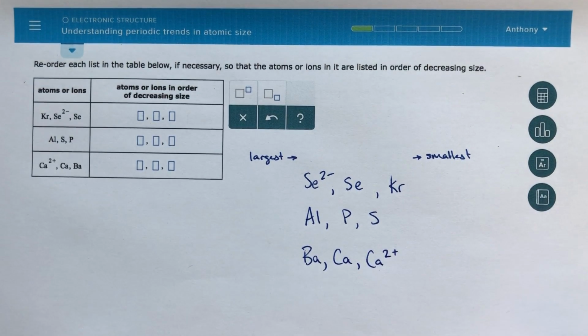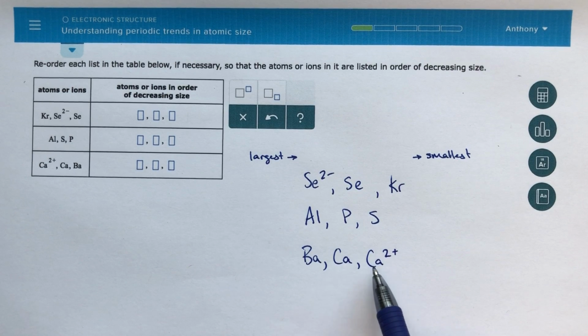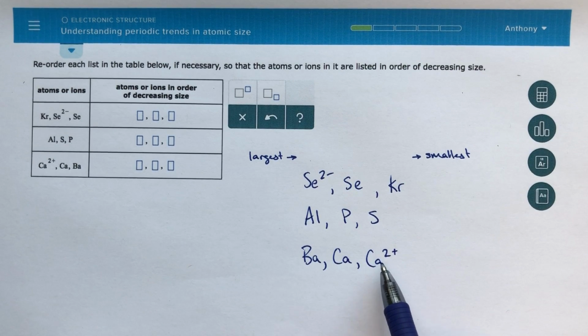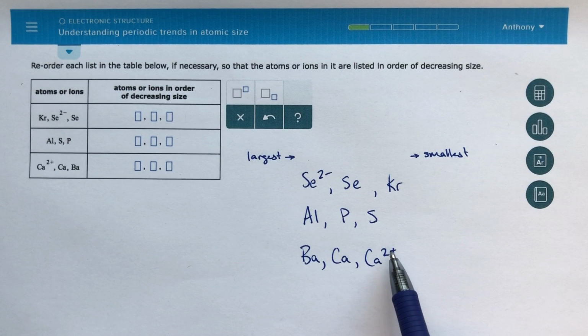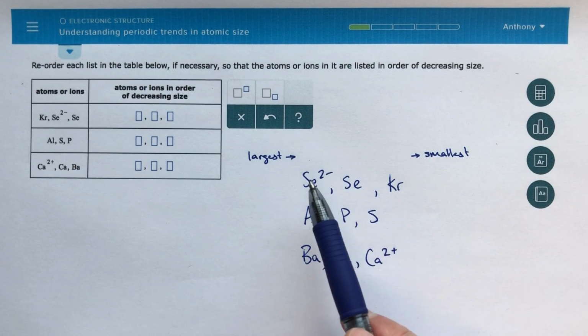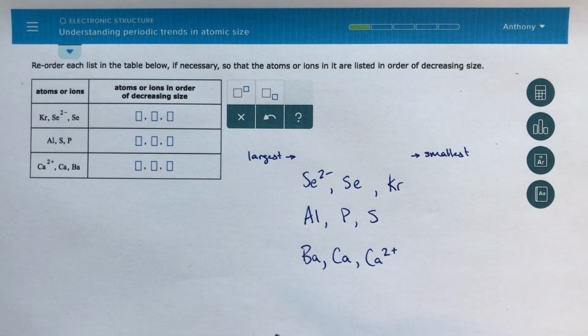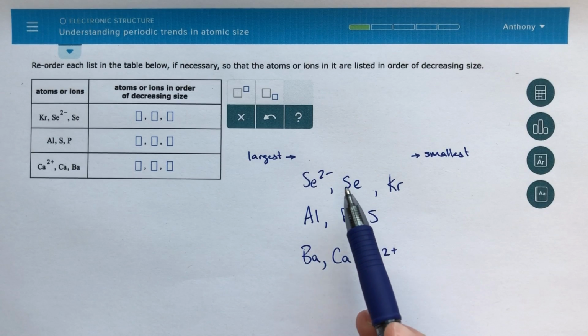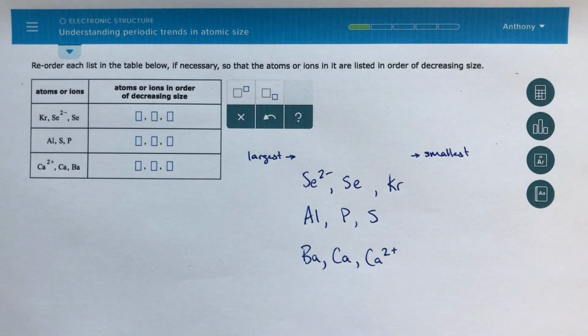So sort of a general trend that you can just try to keep in mind. If we've got the same element, calcium and calcium, the cations, the positively charged species, are going to be smaller, and the anions, the negatively charged species, are going to be bigger. So that should sort of be a hint there. And then, between calcium and barium, we need to figure out which one's bigger or smaller. Same thing here, selenium or krypton, figure out which one is smaller.